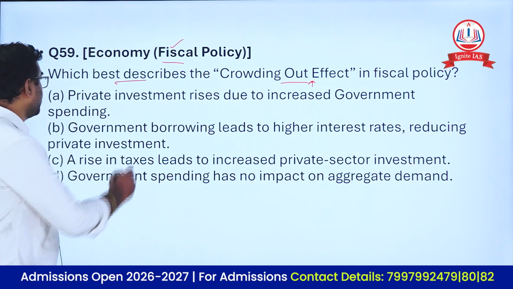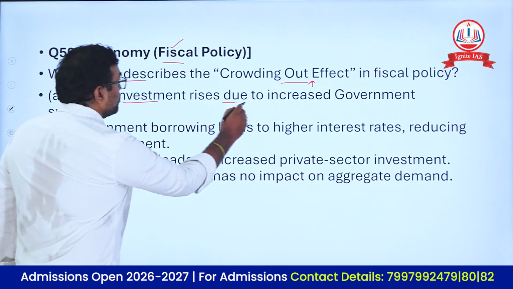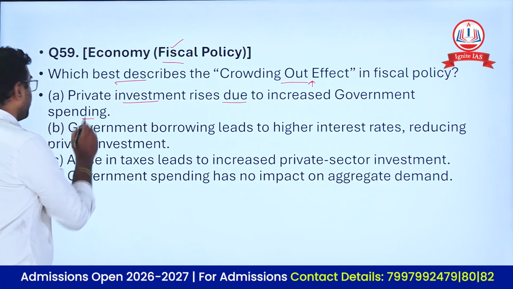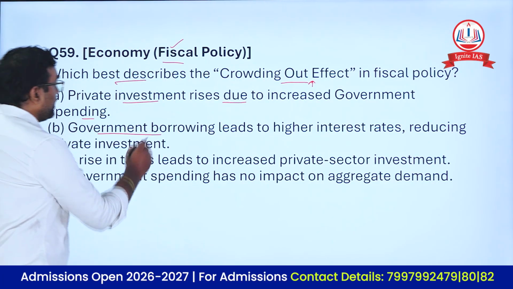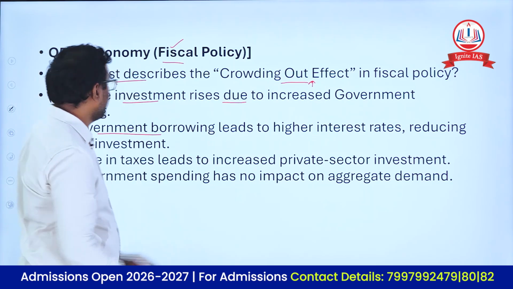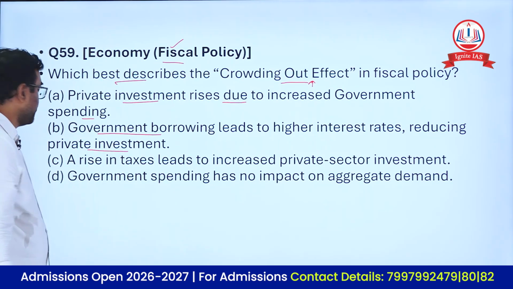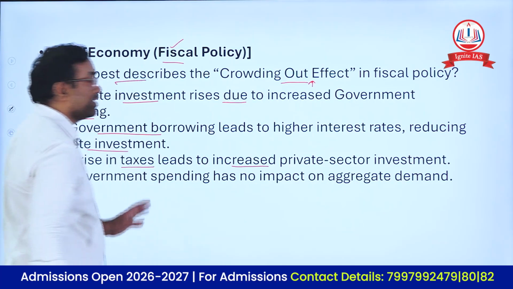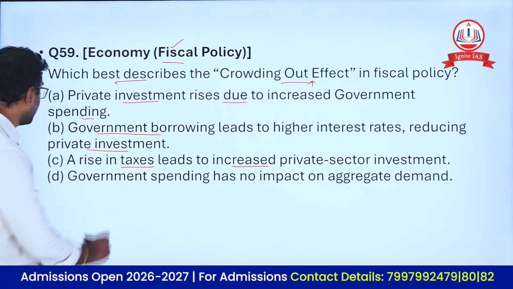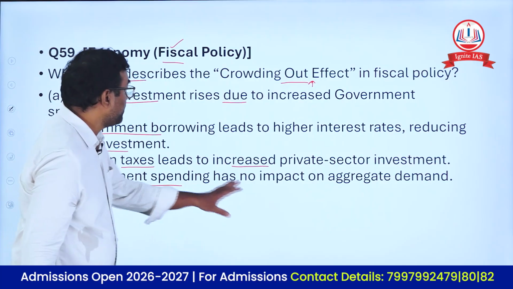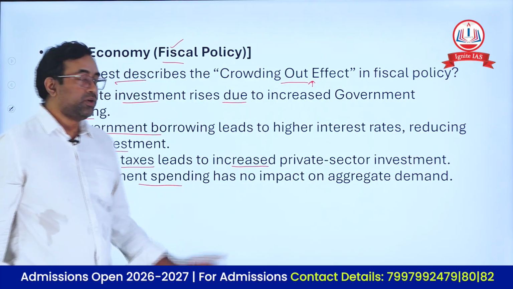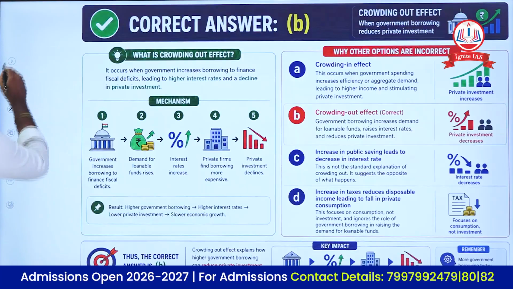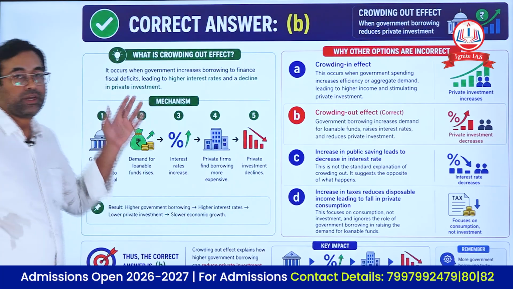Option A says that private investment rises due to increased government spending. Option B, government borrowing leads to higher interest rates and reduces private investment. Option C, rise in taxes leads to increased private sector investment. And option D, government spending has no impact on aggregate demand. So here we will try to understand what is called a crowding out effect.